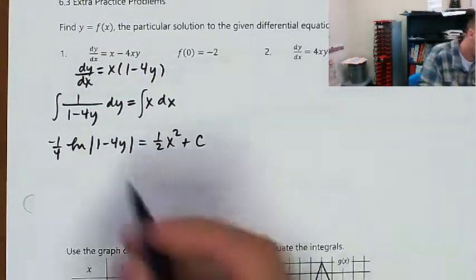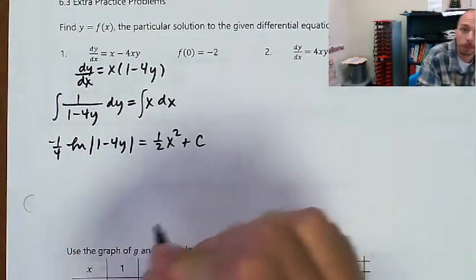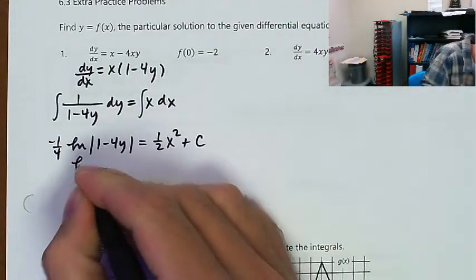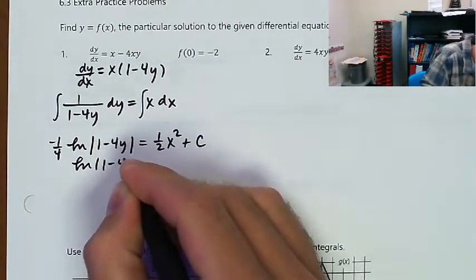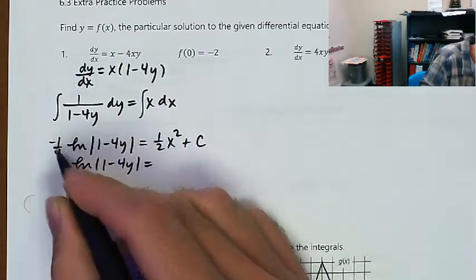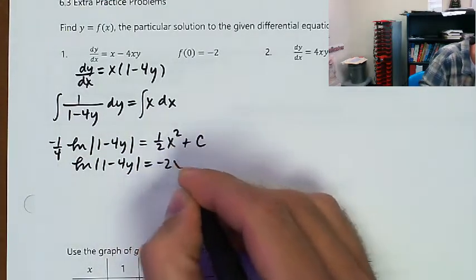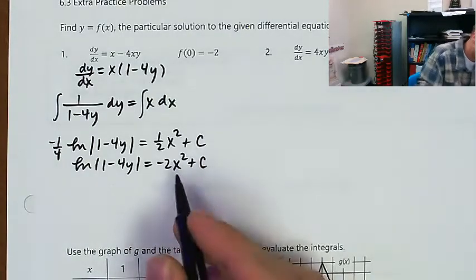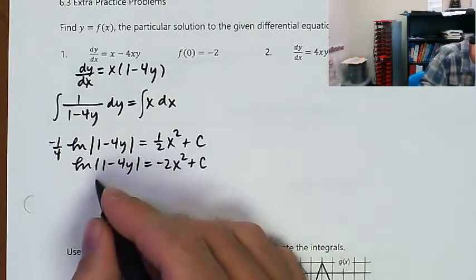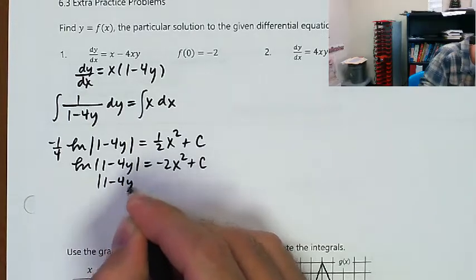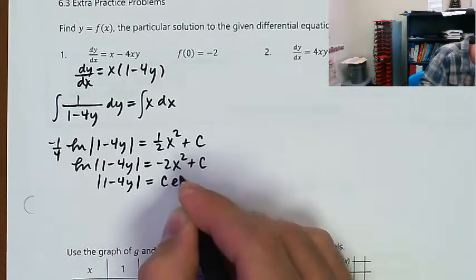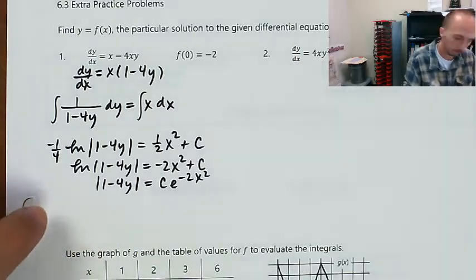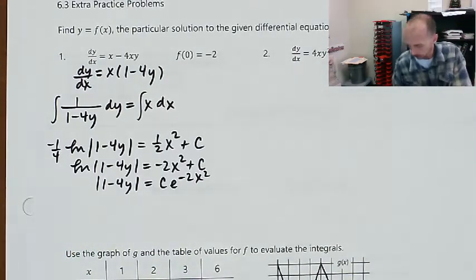Okay. Now I'm going to start trying to get at that y, and I'm not sure I'm going to have quite enough room on this page, but I'm going to try the best I can. Log absolute value 1 minus 4y equals, multiplying by negative 4, negative 2x squared plus c. And now I'm going to take e to both sides' power. I'm going to get absolute value of 1 minus 4y equals c e to the negative 2x squared. Kind of giving up hope on fitting this all in. I'm going to just grab a Post-it note or something.